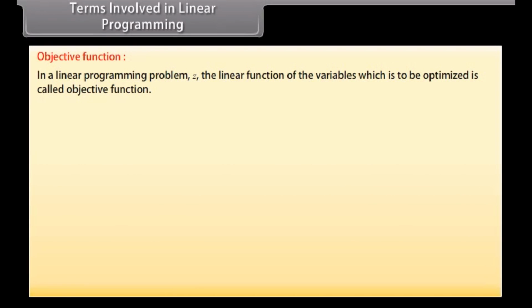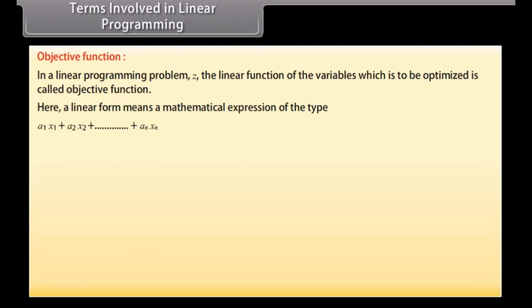Terms involved in linear programming. Objective function. In a linear programming problem, Z, the linear function of the variables which is to be optimized, is called objective function. Here, a linear form means a mathematical expression of the type a1x1 plus a2x2 and so on till plus anxn, where a1, a2 and so on till an are constants and x1, x2 and so on till xn are variables.